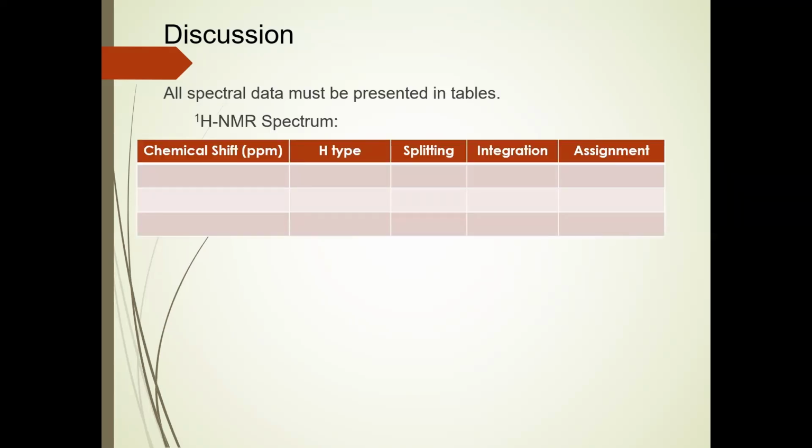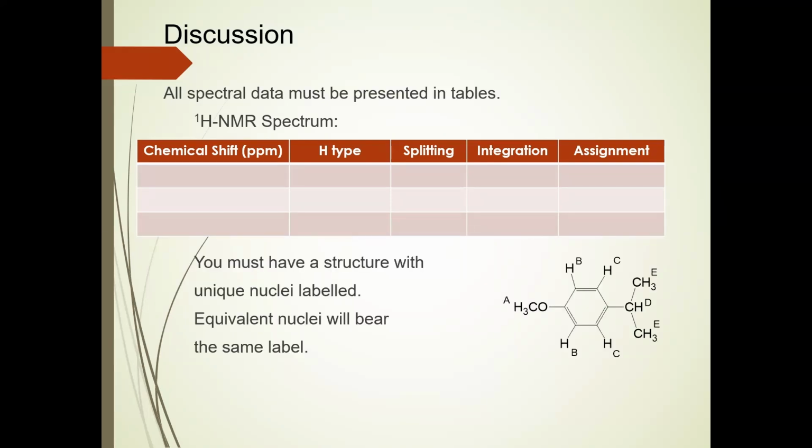So for NMR, which is the only spectral data you have for this one, you would have a table with 5 columns: chemical shift, the type of hydrogen, the splitting, the integration, and then also an assignment. So you're going to assign each peak to a particular hydrogen in your compound, which means you also have to have a structure drawing, and this should be next to your table, that has all of the unique nuclei labeled.